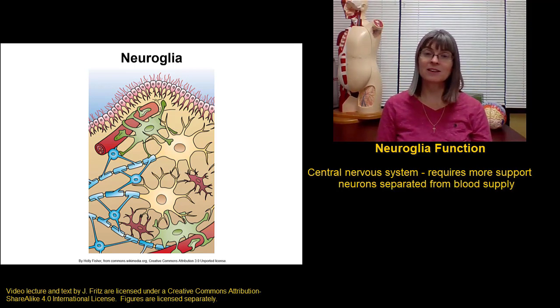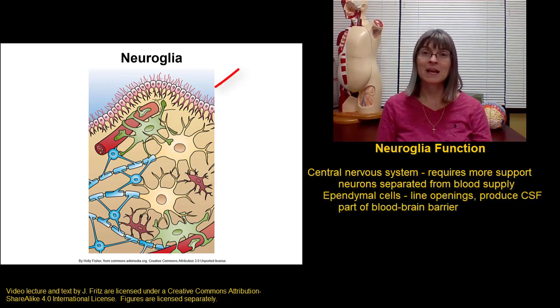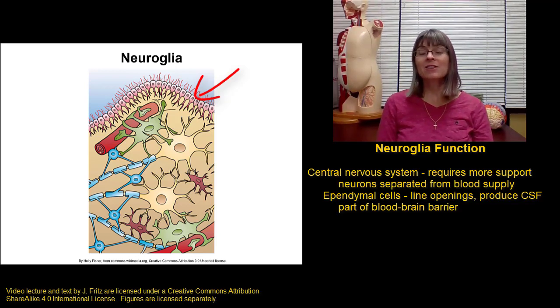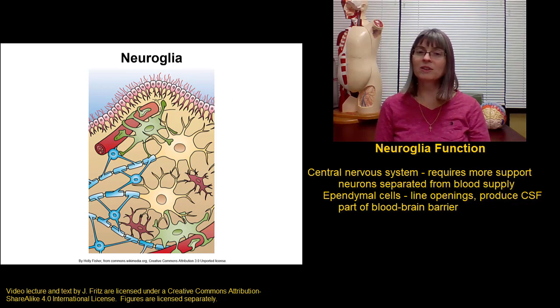Let's take a look at some of the glia that are found in the central nervous system, starting with the ependymal cells. The ependymal cells are glia that line the openings of the spinal cord and the brain. These cells provide part of the blood-brain barrier, keeping the nervous system separate from the blood supply. And they also produce the cerebral spinal fluid. The cerebral spinal fluid is the fluid that surrounds the spinal cord and the brain and acts as the blood for those organs, in that it provides the nutrients and provides a mechanism for removing wastes from those cells.